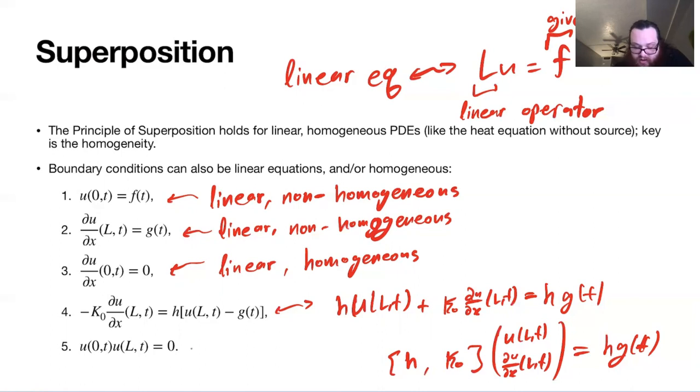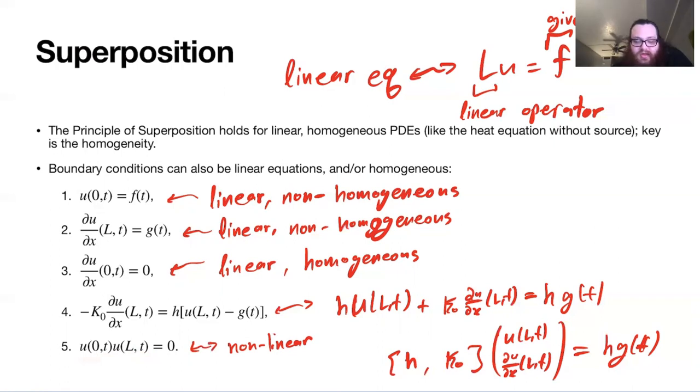The final one is nonlinear. The main reason is that we have a product, a nonlinear operator, of the solution that we care about.